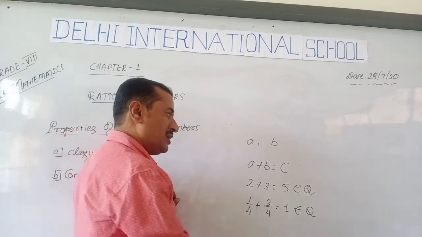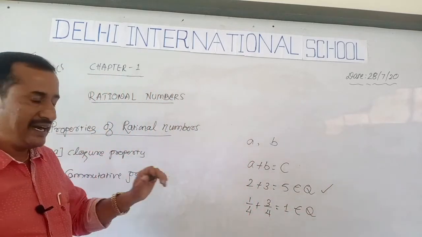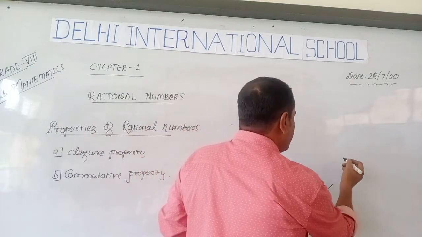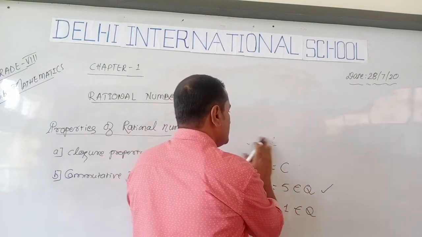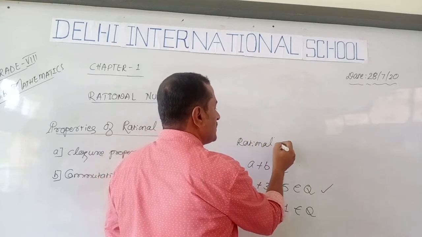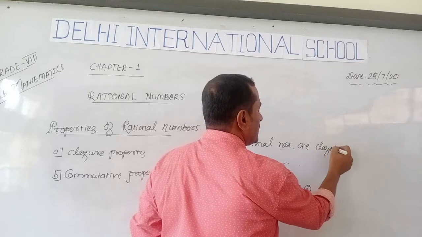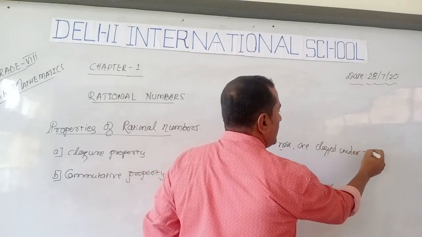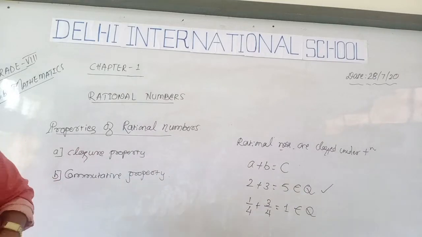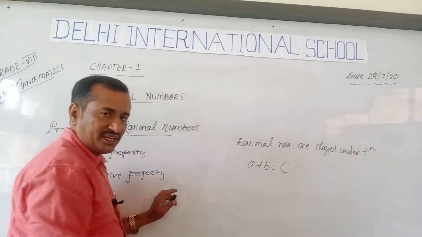Right? So, rational numbers are closed under addition. Similarly, we will go to subtraction. Same procedure we apply to the subtraction. Whether they are closed under subtraction, shall we check?